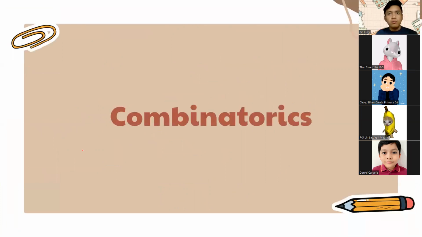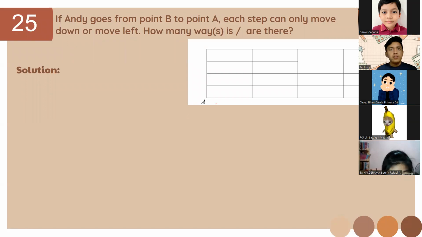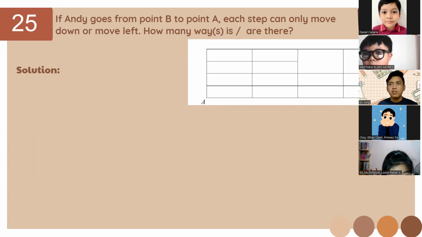So we will proceed to combinatorics. If Andy goes from point B to point A, each step can only move down or move left. How many ways are there? So anyone wants to answer this? Okay, Mr. Daniel wants to answer. So you can annotate here, actually.